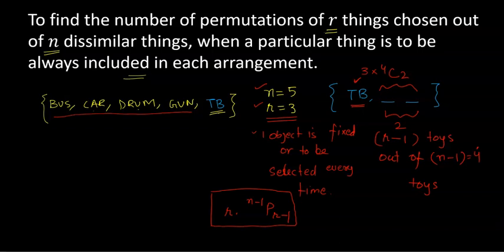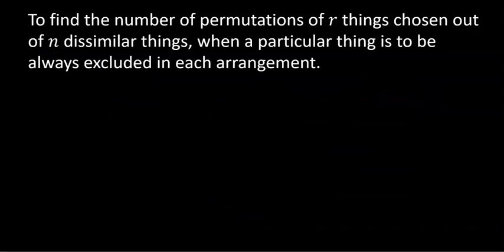Let us have some more examples, or some more important conventions. Here I am trying to find the number of permutations of r things chosen out of n dissimilar things when a particular thing is to be always excluded. In the previous slide, I was including the particular thing, and this time I am always excluding the particular thing. So now the problem becomes very, very simple.